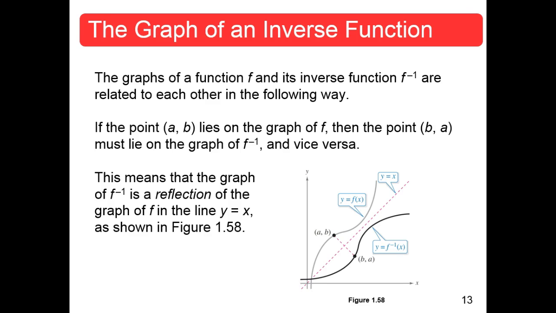This means that the graph of f inverse is a reflection of the graph of f across that good old identity function. Okay? Here's a function. We don't know what it is. We just know f of x looks something like this. It starts down here, goes up here, runs to here, goes on up. Well, f inverse, whatever your a, b was here, your b, a must be here.